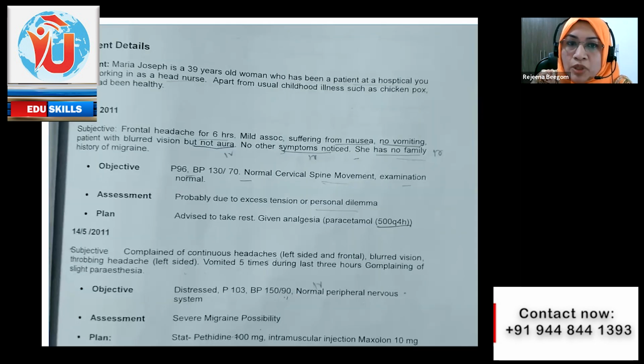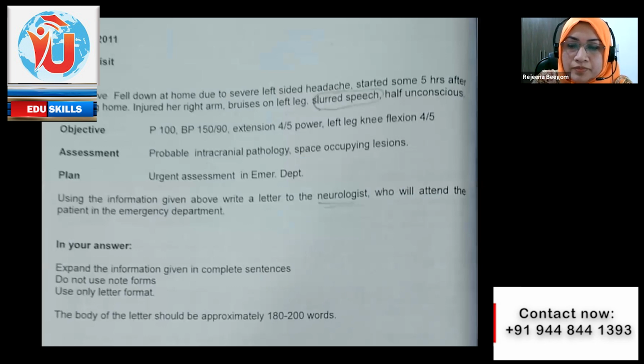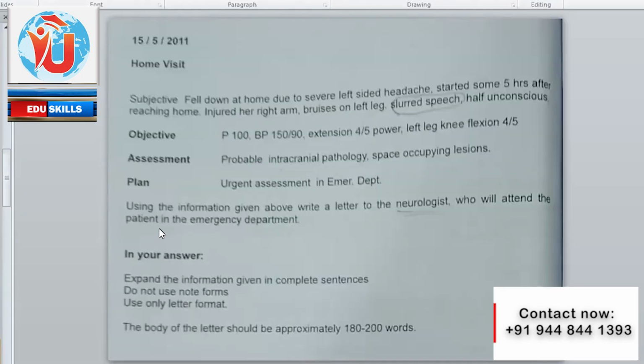Now, let me go through the case notes. When you get a letter, what do you have to do? First, go directly to the writing task. Here, the writing task is mentioned as: using the information given above, write a letter to the neurologist who will be attending a patient in the emergency department. So we have to write a letter to the neurologist.